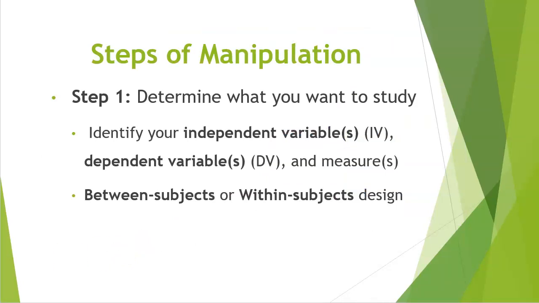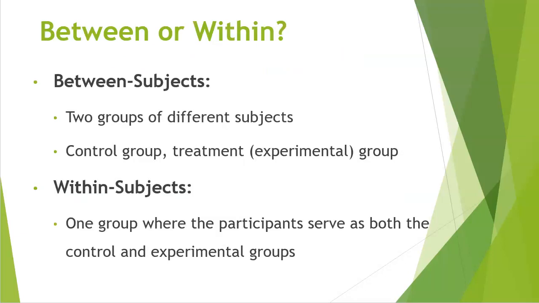So how to manipulate? Step one is you have to determine what you want to study. So that's where that operational definition really comes into play. So you need to identify your independent variable and your dependent variable and what you're going to measure. And then you have to decide, do you want a between subject or a within subject design?